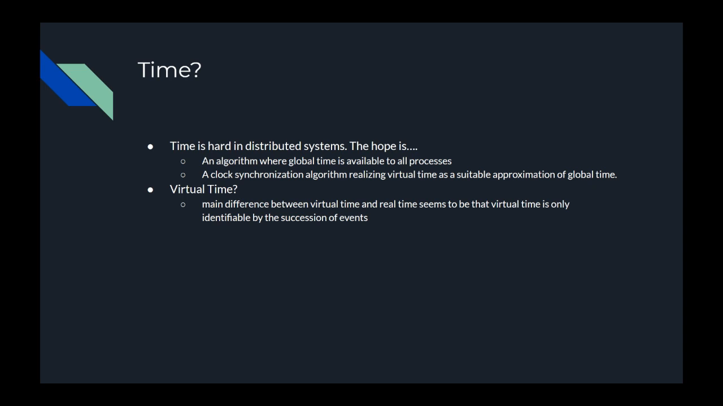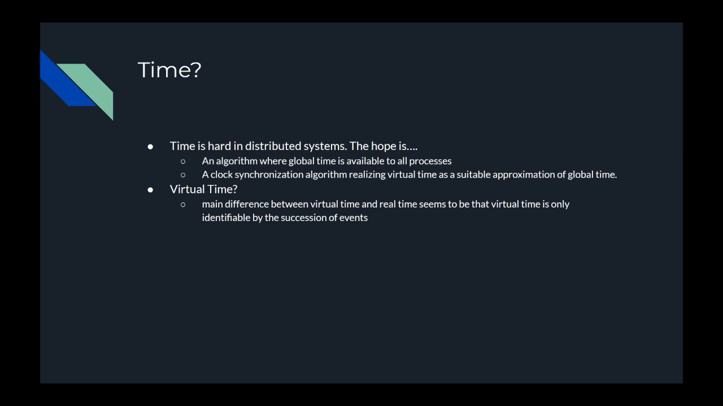So we've talked a lot about vector clocks and how they help with causality and time and everything. So what exactly is time? Well, time is hard in distributed systems. You all know this. The hope is an algorithm where global time is available to all processes, right? If everyone had the same global time, we wouldn't have to do all of this clocks and synchronization stuff. Everyone would know the time at every given time, but you can't do that because of time drift and latency between different processes located in different parts of the world.